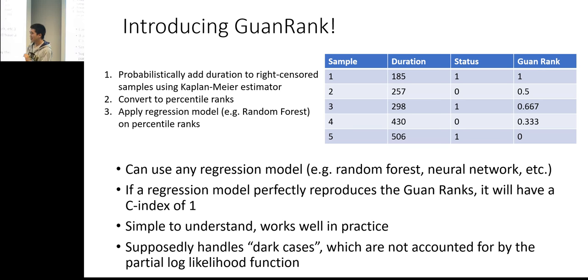Now, the GuanRank algorithm is very flexible. You can use any regression model. You can use random forest, use your neural network, use support vector, anything you want. Use anything to your heart's content. And if a regression model perfectly reproduces the GuanRanks, it will have a C index of 1. That's why we use the GuanRank as is. And of course, the model is pretty simple to understand. It's actually already implemented in Arvind Rao's lab.